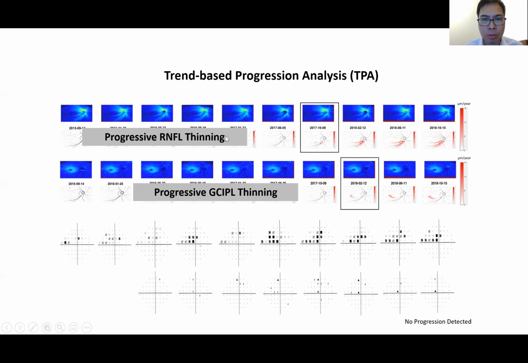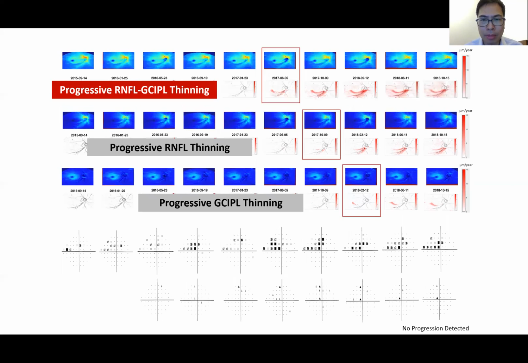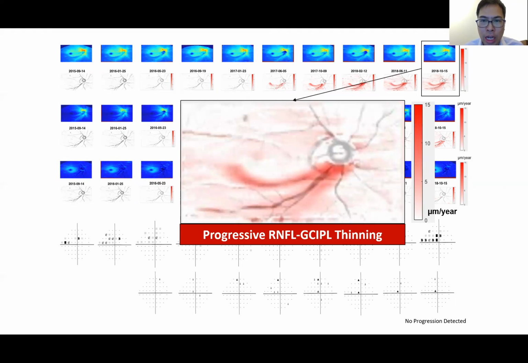The upper panel shows the progressive RNFL thinning. The middle panel shows you the GCIPL thinning. Here we see retinal nerve fiber layer loss before we see GCIPL loss. The question here is that when we combine the two layers together, when we combine RNFL and GCIPL together for TPA, are we able to see change earlier? The answer is yes. Here is the same example demonstrating that when we combine the two layers together for trend-based progression analysis, we actually can detect change earlier compared with change analysis of the individual layer.